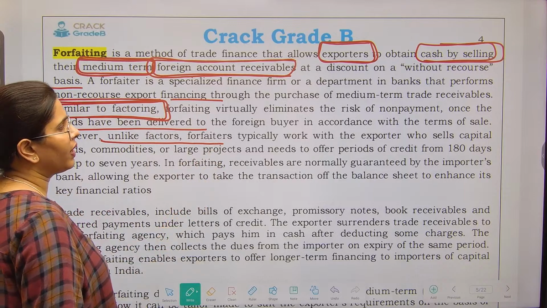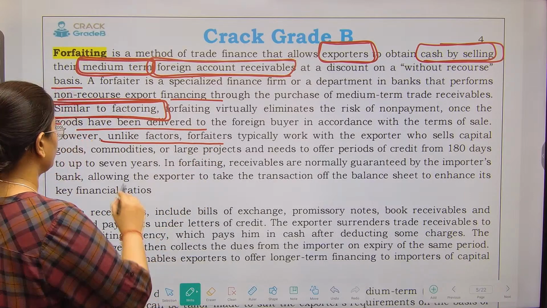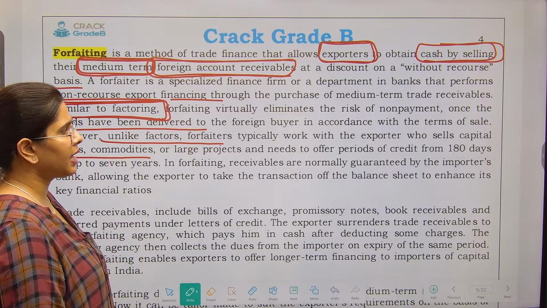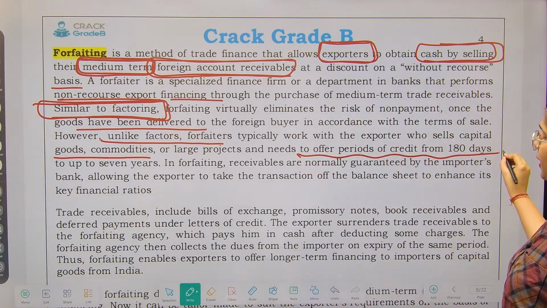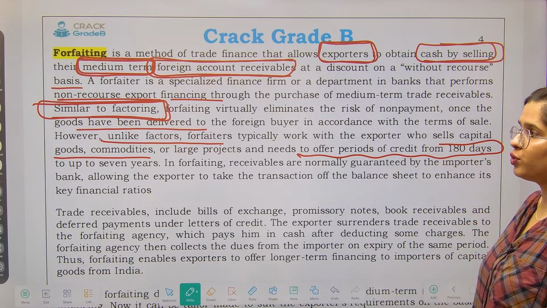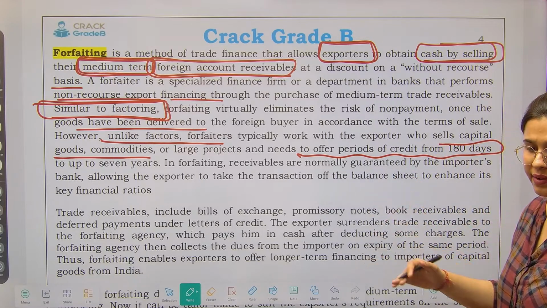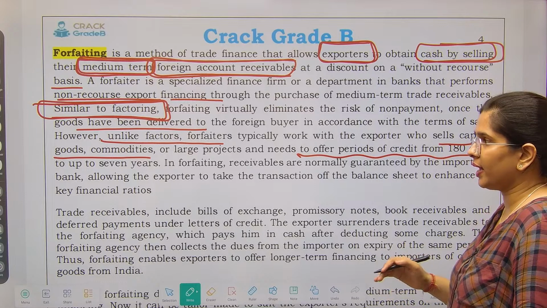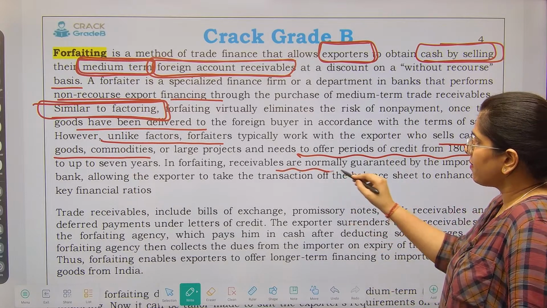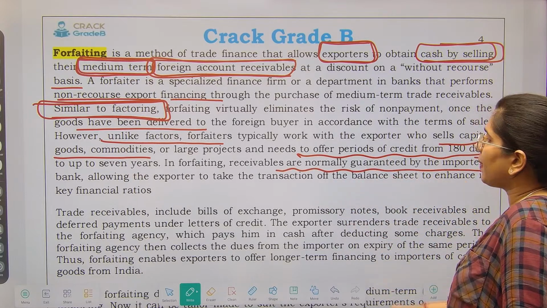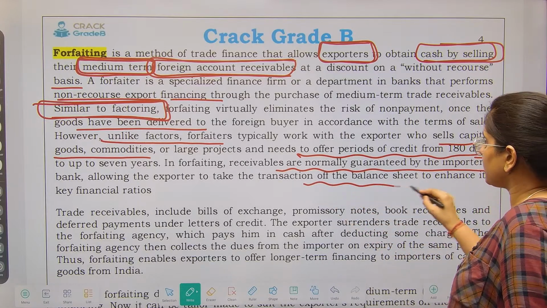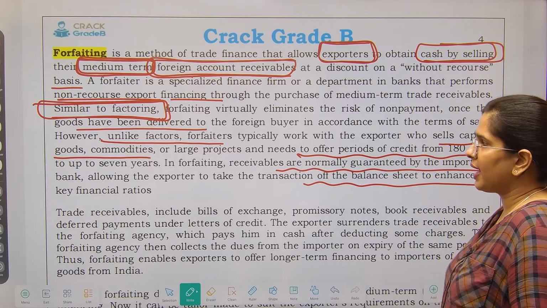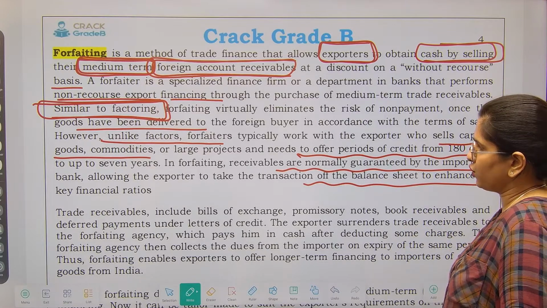Unlike factors, forfeiters typically work with exporters who sell capital goods, commodities, and large products, and they provide credit from 180 days to up to 7 years. So this is the time for which the credit has been provided. In forfeiting, the receivables are normally guaranteed by the importer's bank, allowing the exporter to take the transaction off the balance sheet to enhance its financial ratios. ठीक है?